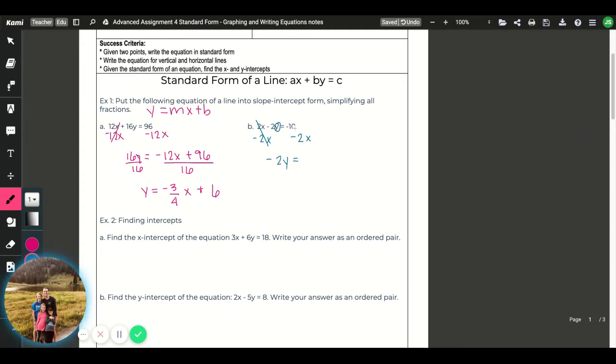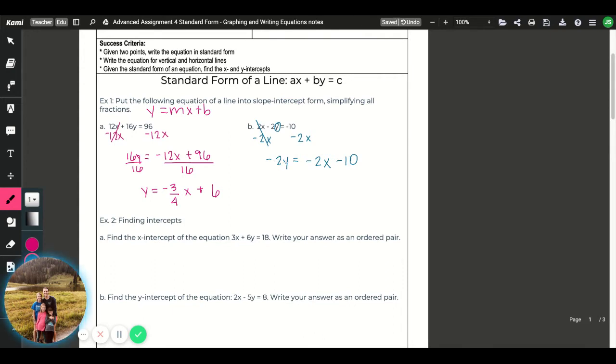Equals. Remember not to subtract these. They're not like terms. This is a constant. This has an x variable. So you can't subtract the negative 2 from the 10 or add the negative 2 to the negative 10. So x comes first because that's what slope-intercept is.